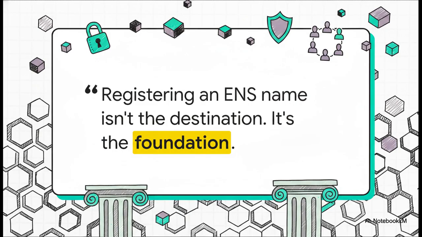So what's the big takeaway? As this quote hits the nail on the head, registering an ENS name isn't the destination, it's the foundation. Ultimately, as the internet becomes fully programmable, an ENS name evolves from a simple personal alias into a robust, portable coordination layer for entire institutions. It's about anchoring your identity, managing access, and organizing communities securely on-chain.